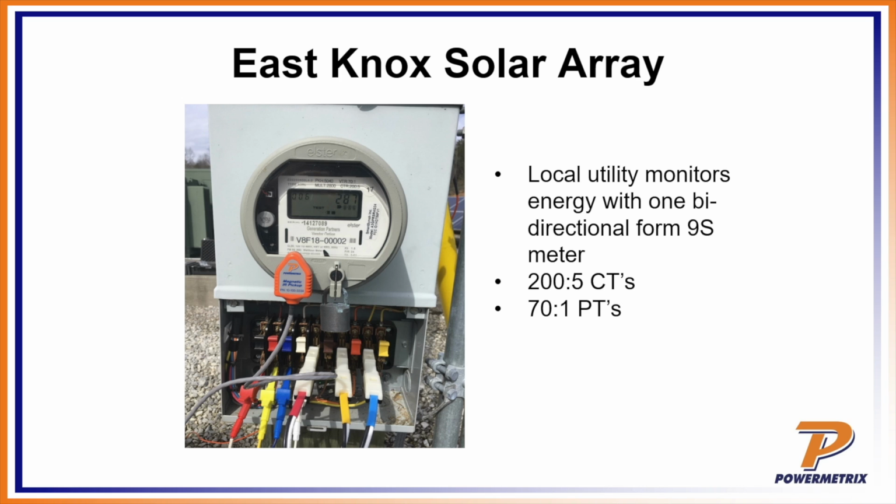So how is this site metered? Well, interestingly enough, it's only a single meter. We've got a 9S meter set up as a 4-wire Y installation. It is set up, of course, for bidirectional metering. But what we'll see here in a second is the vector diagram doesn't necessarily look like what you might expect. In addition to the meter, of course, we have some 205 CTs and 71 PTs to be able to step that down.